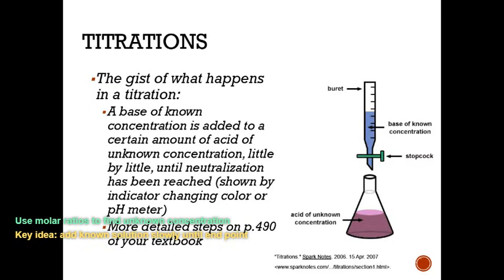The apparatus shows you the burette where the base comes from, the stopcock to control the flow, and the flask holding your unknown acid. You're essentially using the math concept of moles to figure out what you don't know by using what you do know. Your textbook has the complete step-by-step procedure on page 490 for the full details.